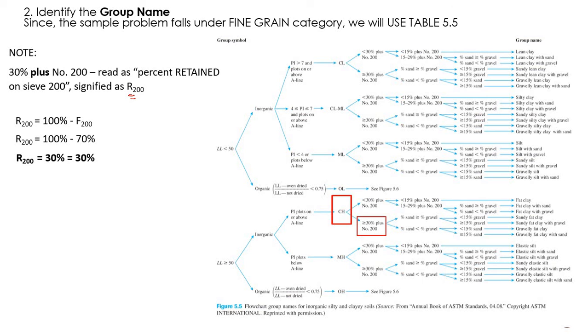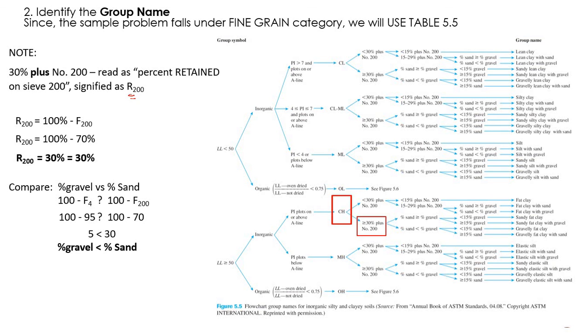there you go. Next is we have to compare the percent gravel versus the percent sand. So percent gravel is simply 100 minus F4. Percent sand is 100 minus F200. So 100 minus 95. And then percent sand is simply 100 minus 70. So percent gravel is 5. Percent sand is 30. Percent gravel is less than percent sand. So therefore, on the table, percent gravel is less than percent sand.